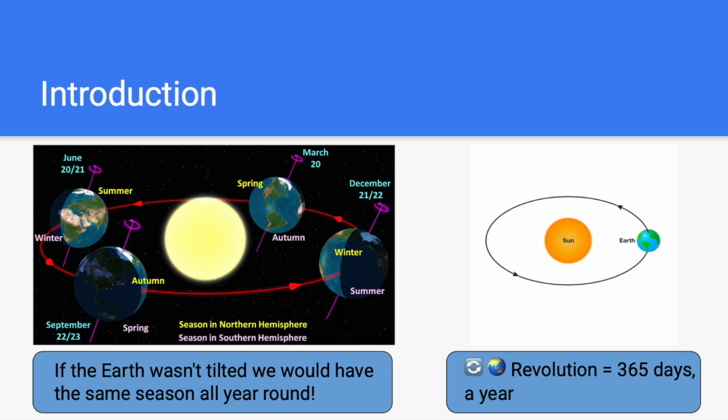At the same time that the Earth is rotating, it is also in a revolution orbit around the sun, which takes 365 days, we know as a year. This orbital pattern causes the seasons of the year that we experience on Earth, summer, autumn, winter and spring, at different stages of the orbit, as you can see in the picture. And if our Earth wasn't tilted, we would have the same season all year round.